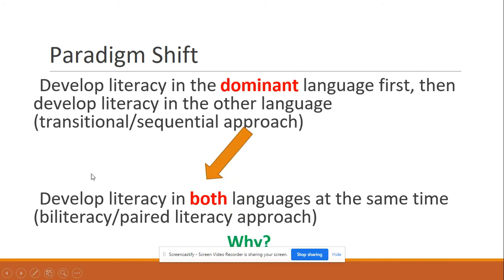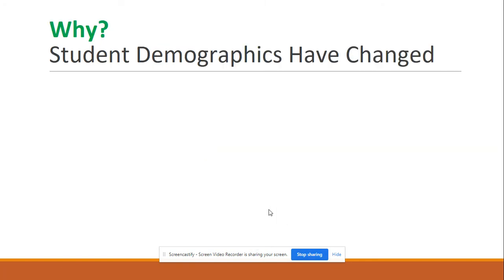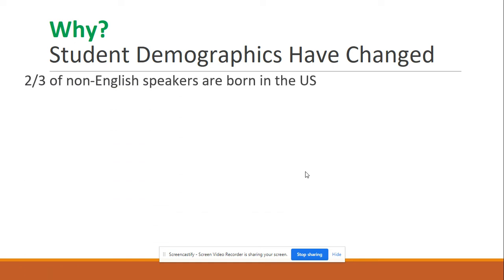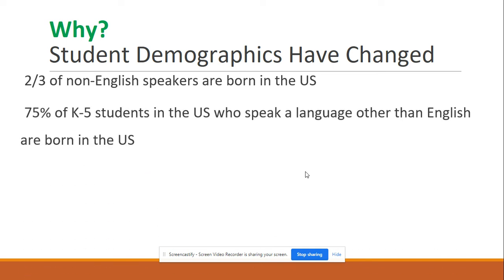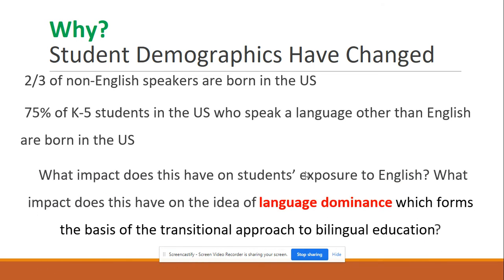Why do we teach it this way? It's because the student needs to develop both languages at the same time. And the reason is that student demographics have changed. It is said that two-thirds of non-English speakers are born in the U.S. And 75% of kindergarten to fifth grade students in the U.S. who speak a language other than English are born in the U.S. Like Dr. Escamilla mentioned, now we have more students coming from families that were born in the U.S., compared to the past, when students were coming from other countries.